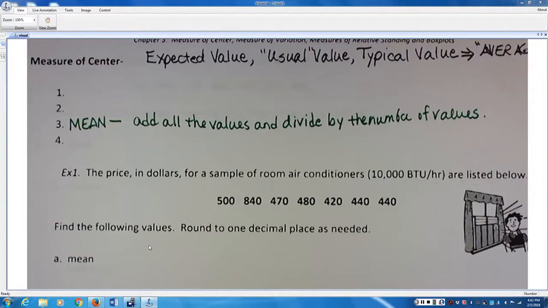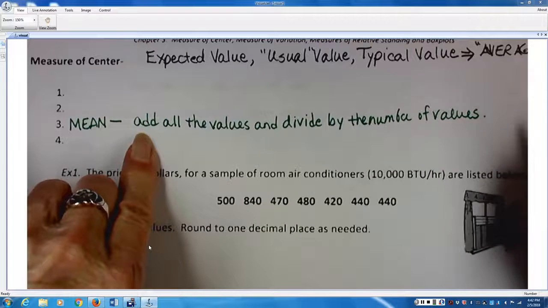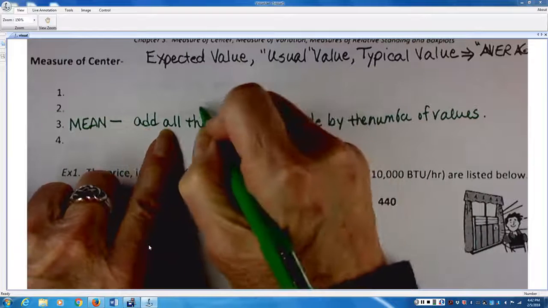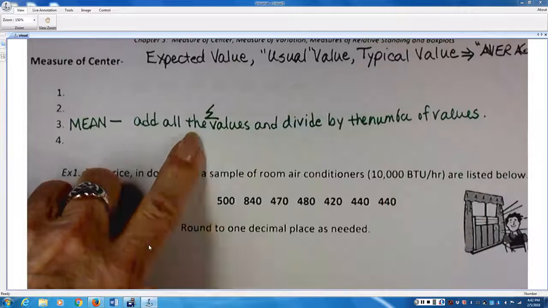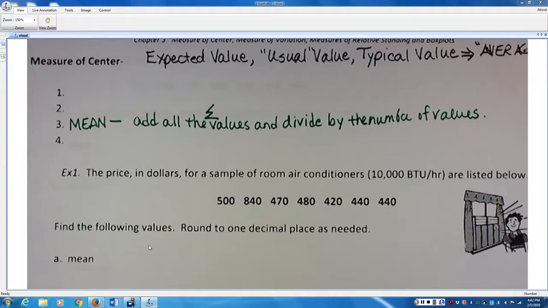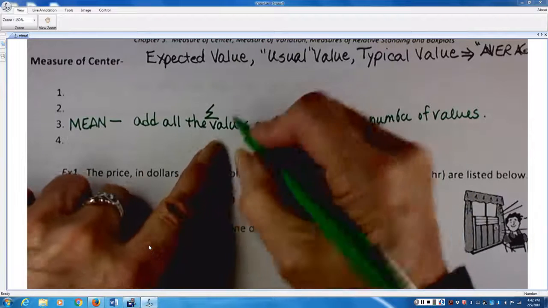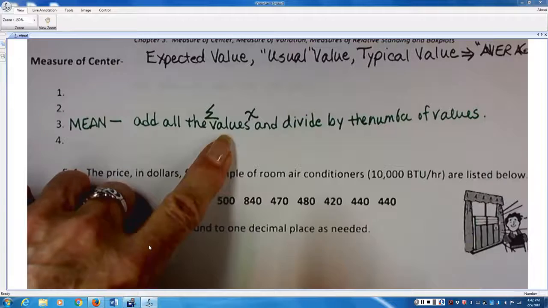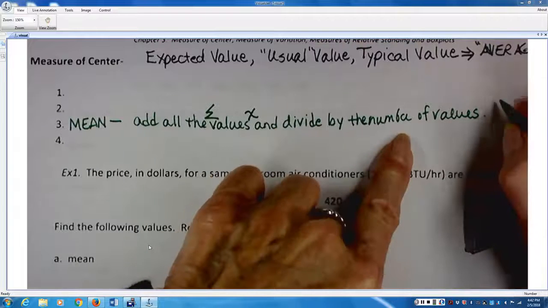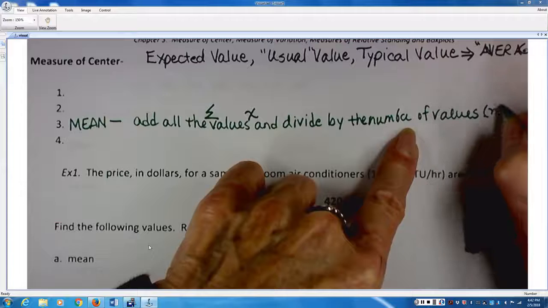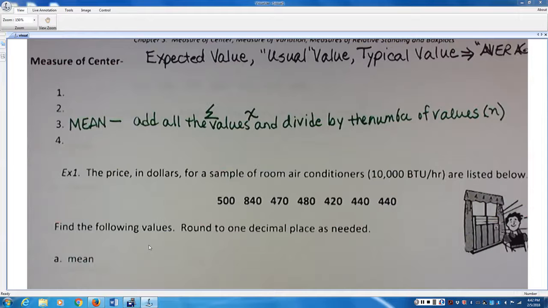You add up all the values and divide by the number of values. And actually, when we come to writing this down as a formula, adding up all the values, we use the symbol capital sigma, which means add up all the numbers. And the values we'll refer to as x, and the number of values is our sample size, and we usually refer to that as n. Okay? So the way we calculate the mean is we add up the x's and divide by n. How many x's did you have?